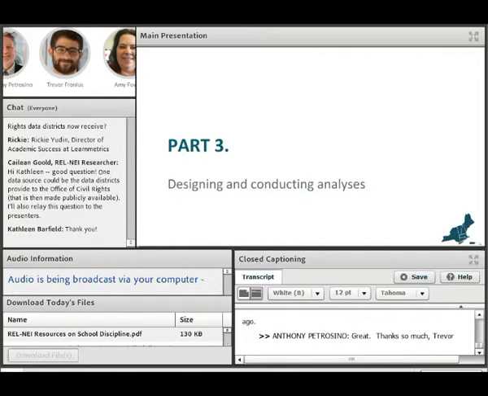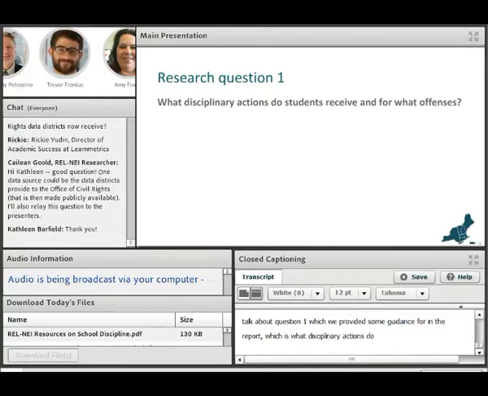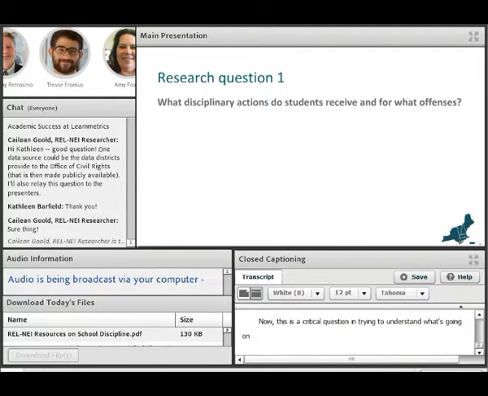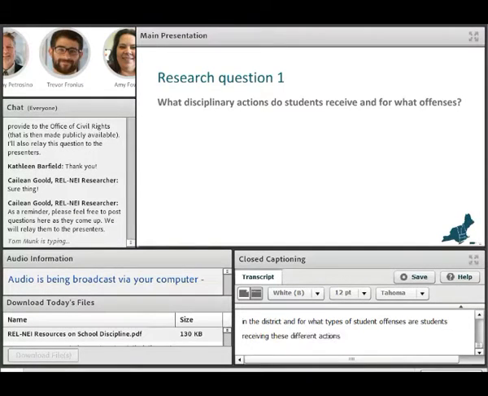I'll talk about question number 1 that we provided some guidance for in the report, which is what disciplinary actions do students receive and for what offenses? Now, this is a critical question in trying to understand what's going on in the district. Even apart from disproportionality, you want to know what punishments, what disciplinary actions are being used in the district, and for what types of student offenses are students receiving these different actions, even apart from the question of what student populations they belong to.